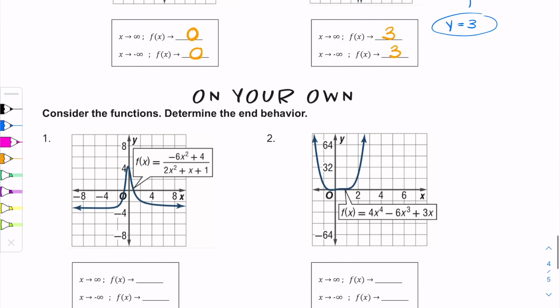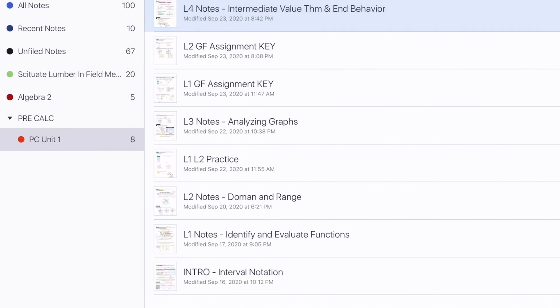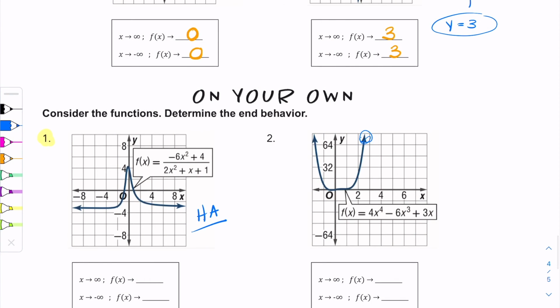Okay, on your own, answers are posted on my website. Just to give you a heads up, number 1 is going to approach a horizontal asymptote. So one of them does exist in number 1. And number 2, both ends of this graph head towards infinity. So number 2 is heading towards positive and negative infinity.